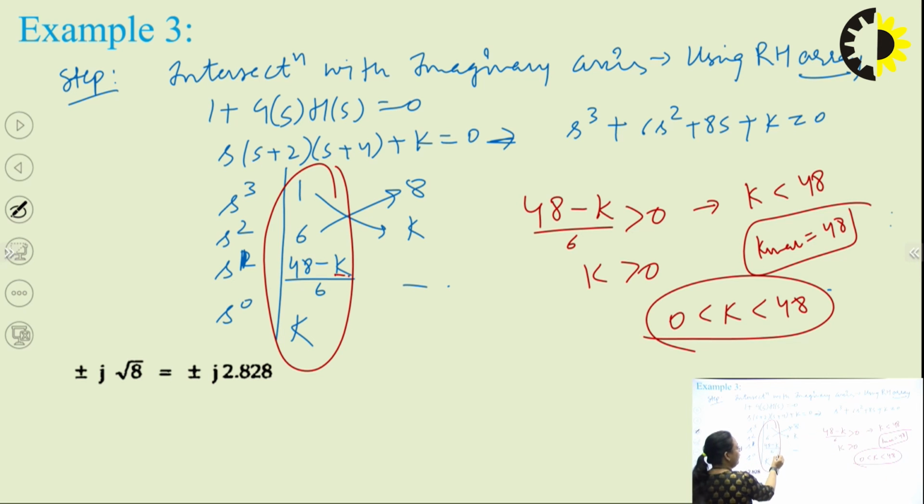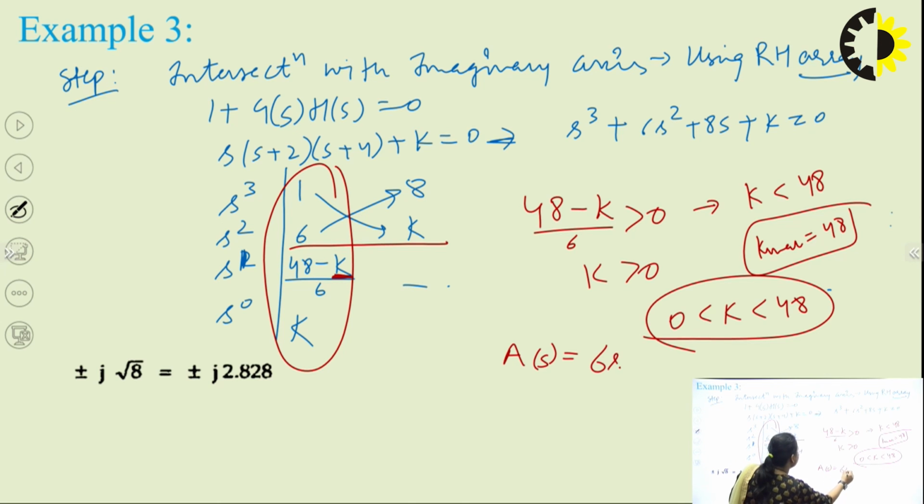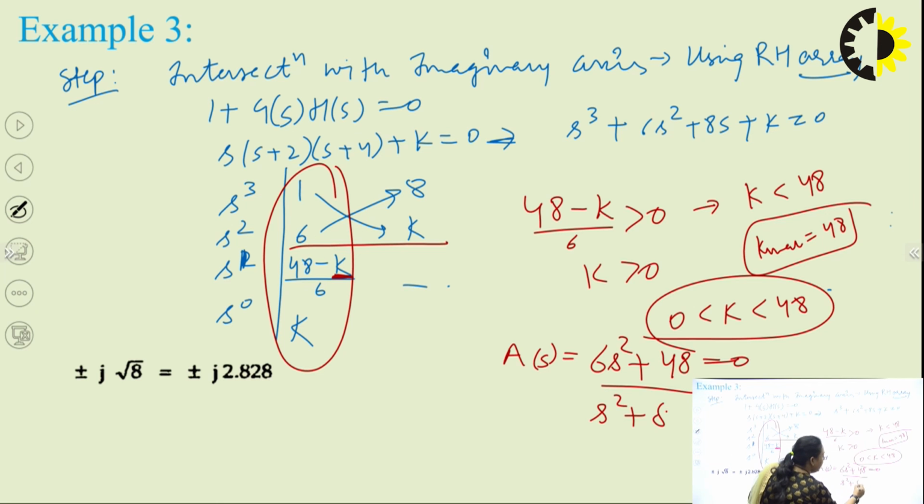If I put the value of k here, this is special case 2, where all the elements of a row become 0. So I'll consider the equation above, which can be taken as the auxiliary equation, 6s square plus k, and the value of k here is 48. When I equate it to 0, I'll get two values of s, as it is a quadratic equation. This is s square plus 8 equals 0.